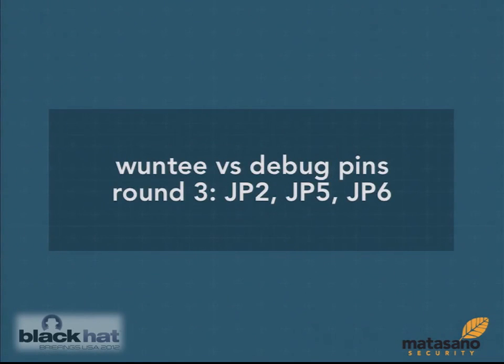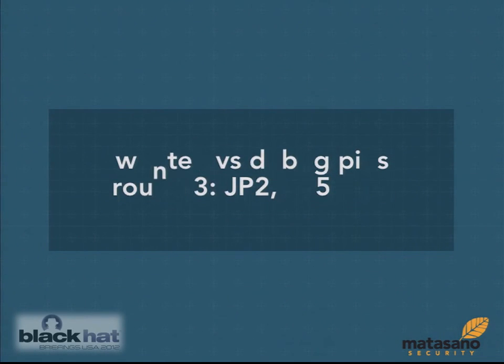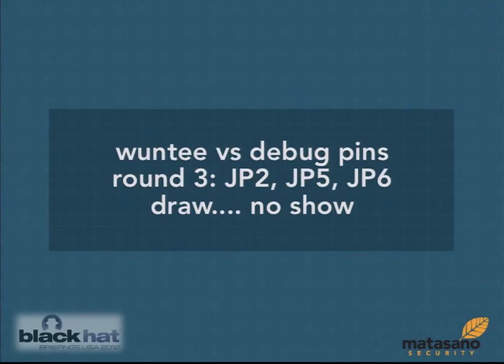The next set of pins I looked at were JP2, 5, and 6. However, there was actually no data being transmitted over them that I could see. The Saleae logic analyzer didn't show me anything. So that round was a draw. It was a no show. They didn't give me any information.